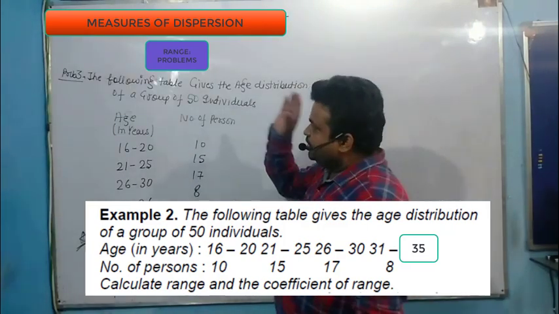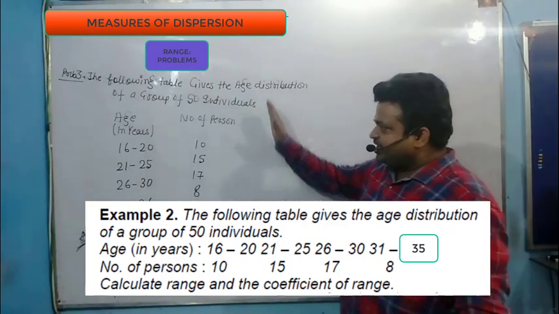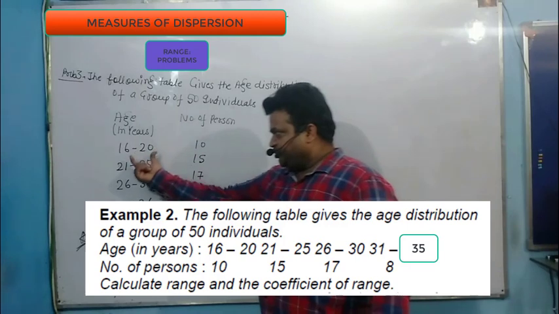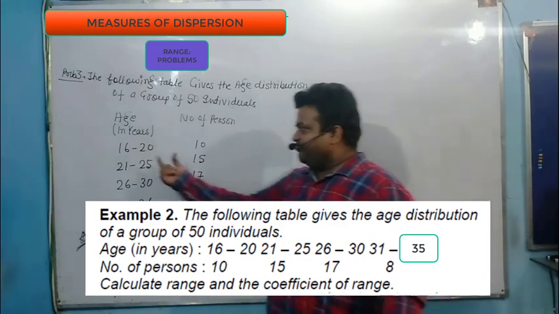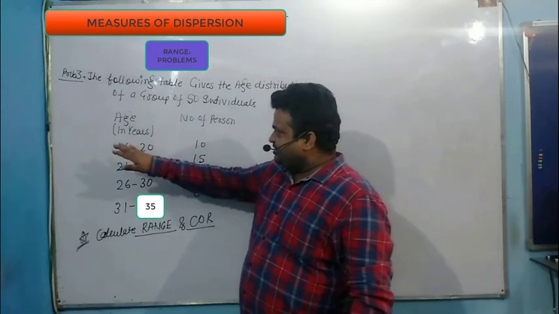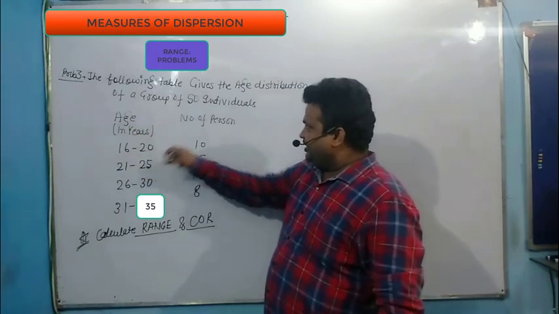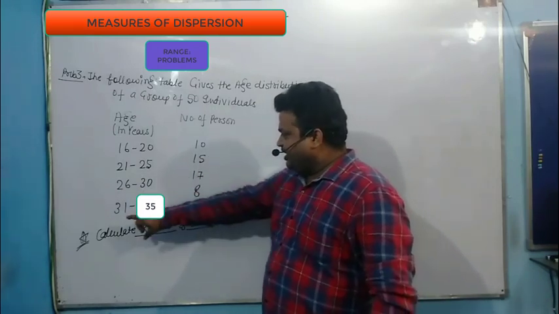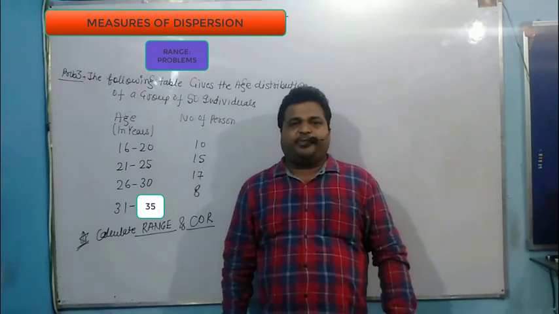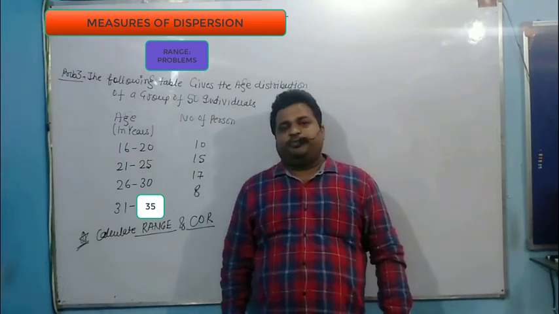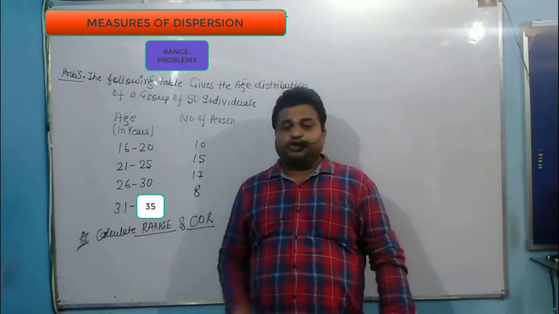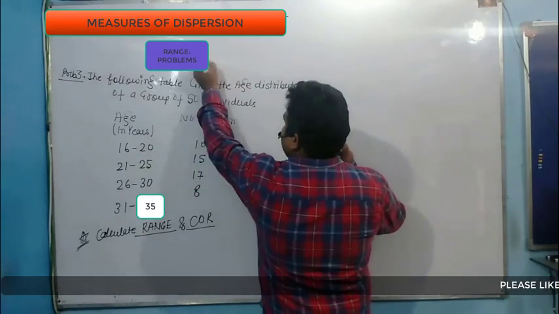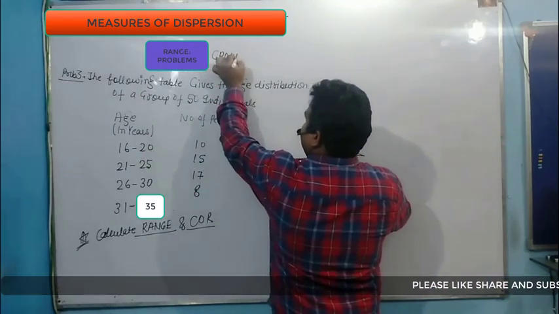Now look at the screen. The following table gives the age distribution, the same problem which I already displayed on the screen. The age distribution is given to you, and the number of persons, the frequencies, are mentioned. It means that between the ages 16 to 20 there are 10, 21 to 25 there are 15, 26 to 30 there are 17, and 31 to 36 there are 8. Please keep in mind, the previous two questions are based on ungrouped data. There is no grouping involved, but this is the case of grouped data, so here the frequency is given.